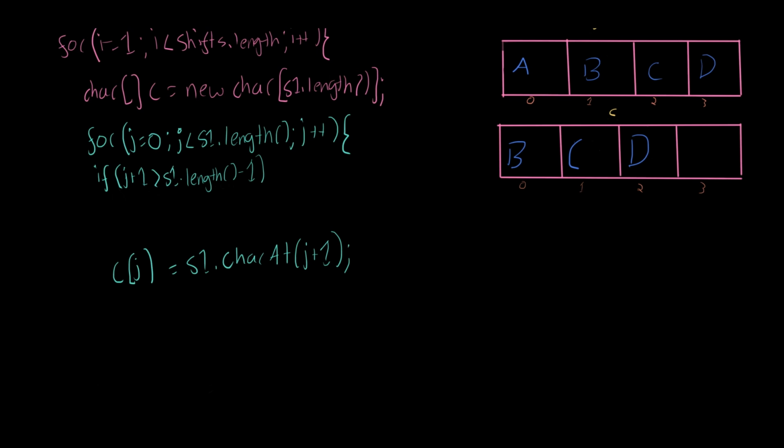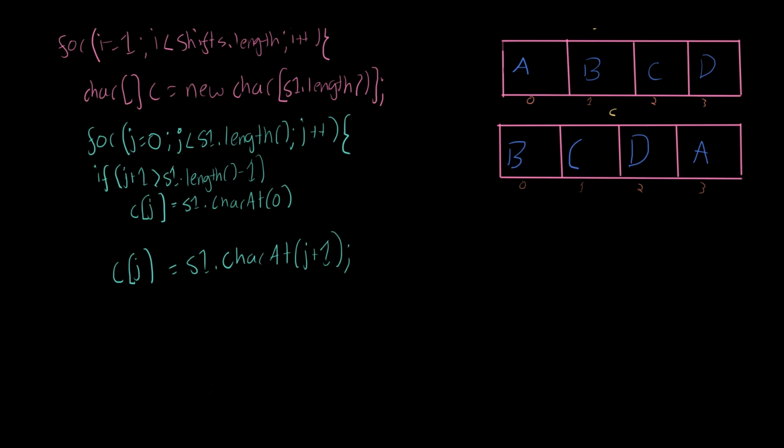What's going to happen is we assign c at j the value of S1 at 0, so S1.charAt(0). In our example, c at j, or c at 3, would then equal S1 at 0, or A. Now, you can see that this is the first official cycling shift of S1. Getting the next cycling shift of S1 after this requires you to use the current cycling shift of S1 as S1.